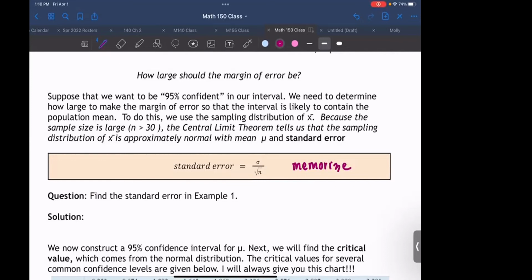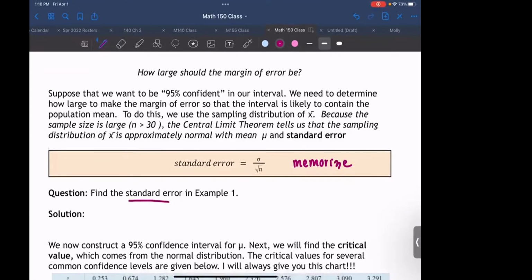So bear with me right now. You're going to be like, what in the world is this? Let's just hear it. Okay. So let's go back to the first page where we had example 1. I want you to find the standard error in this example using those numbers. I'll be around to look at your answers.